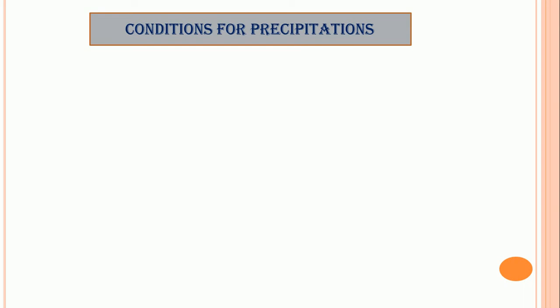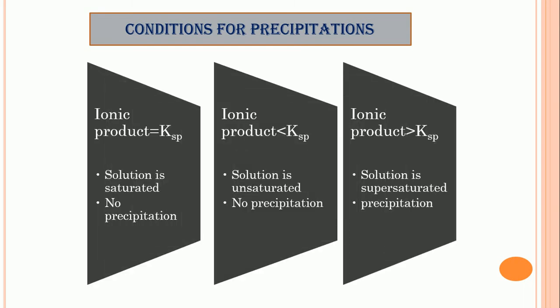Now see, there are three conditions for precipitation. First condition, ionic product is equal to solubility product, then the solution is saturated and no precipitation occurs. That means in any solution, when the ionic product value is the same as the solubility product, the solution is saturated and therefore precipitation does not occur. This is the first condition.